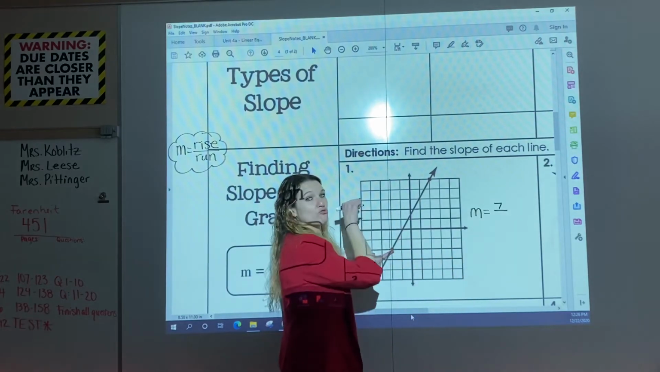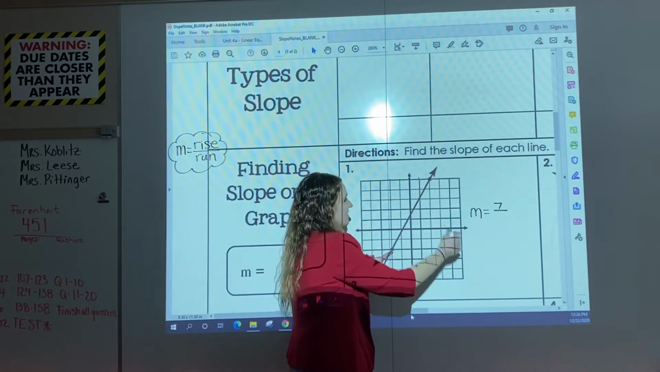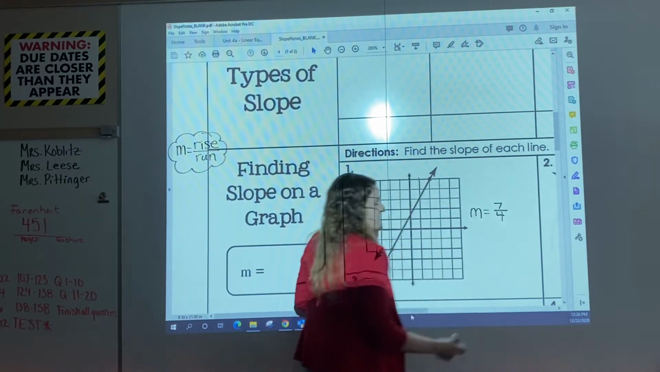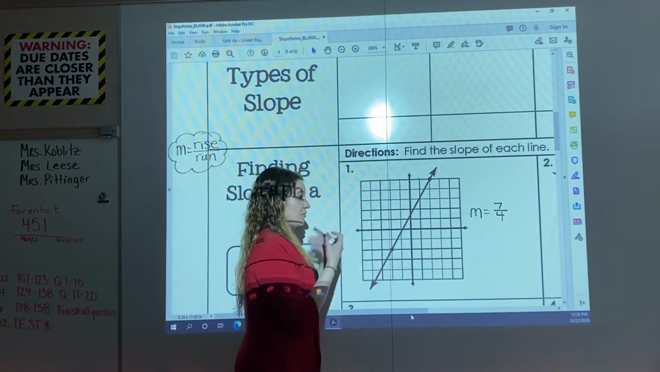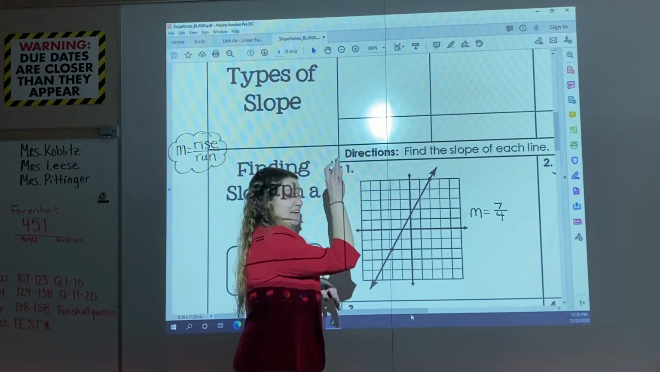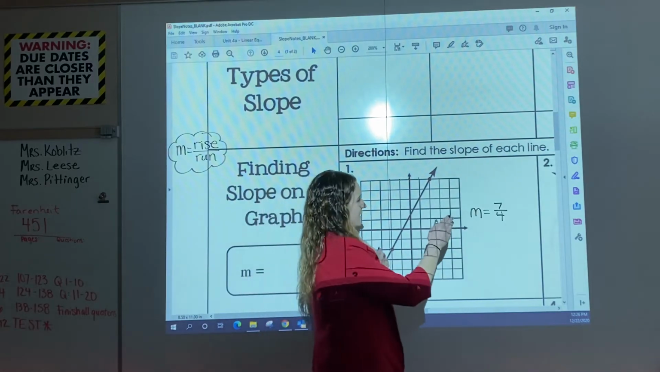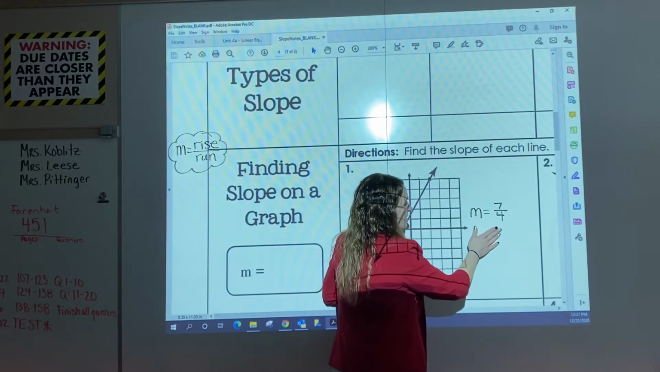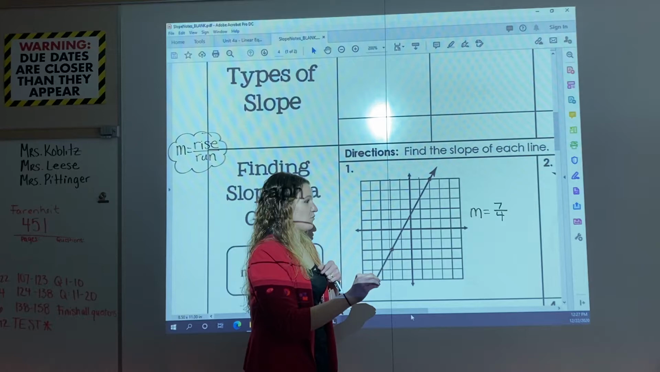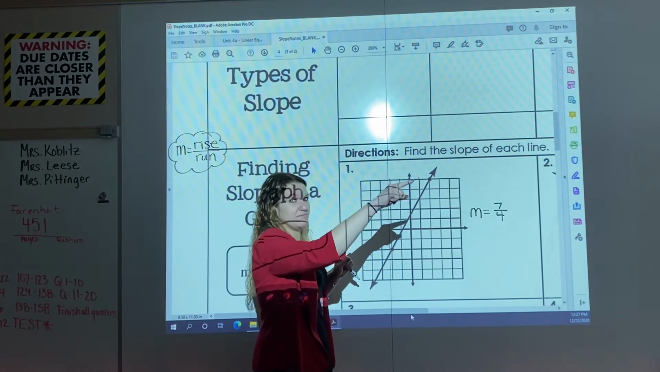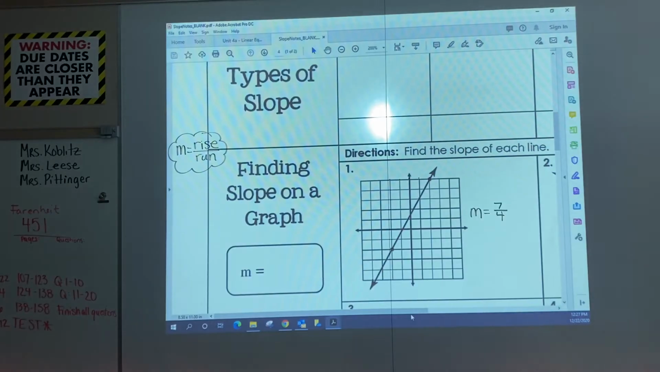Now let's do our run. 1, 2, 3, 4. 4. Now we do this in simplest form, and I know that if I put this in my calculator, that is in simplest form. Even though it's not a mixed number, it's an improper fraction, that's the way we want to keep it, okay? So rise over run. Both positive, good to go. Let's take a look at number 2.